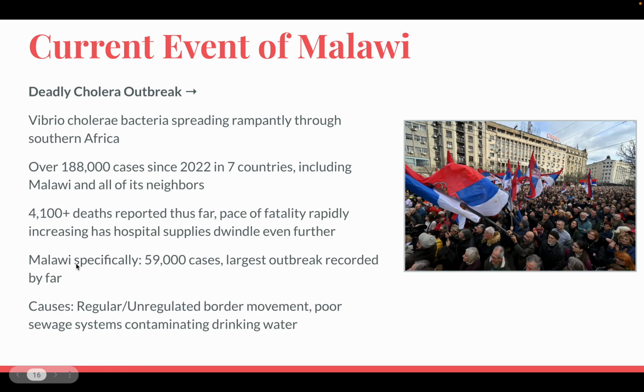Malawi specifically has had 59,000 cases, and this is the largest outbreak ever recorded in Malawi by a wide margin. And some reasons this outbreak has been so bad and has lasted so long is because there's common, regular, and unregulated border movement. And poor sewage systems in Malawi are contaminating drinking water, allowing this disease to spread that way.